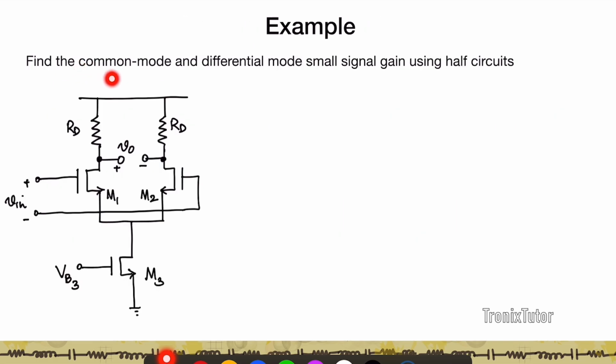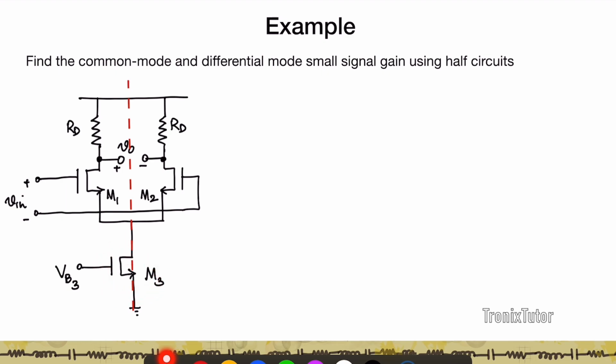So here you're asked to find the common mode and the differential mode small signal gain of this circuit using the concept of half circuits. So again, this looks like a traditional differential amplifier. Only thing being that the current source, the tail current, has been replaced with this transistor M3, and I'll assume that M3 is in saturation. Now let's first identify where the line of symmetry of the circuit is. And you see that the line of symmetry passes right here through this transistor M3.